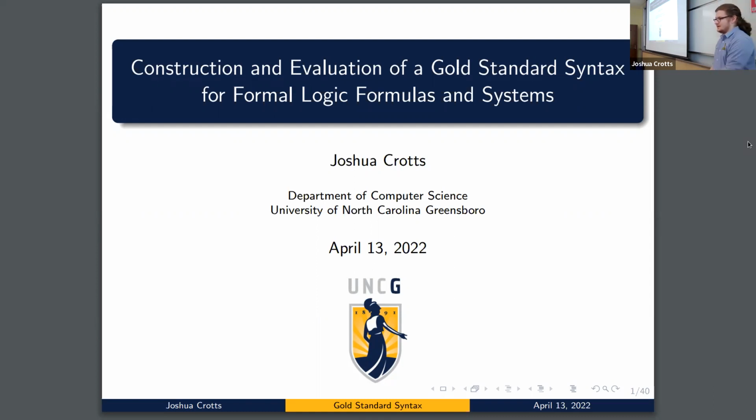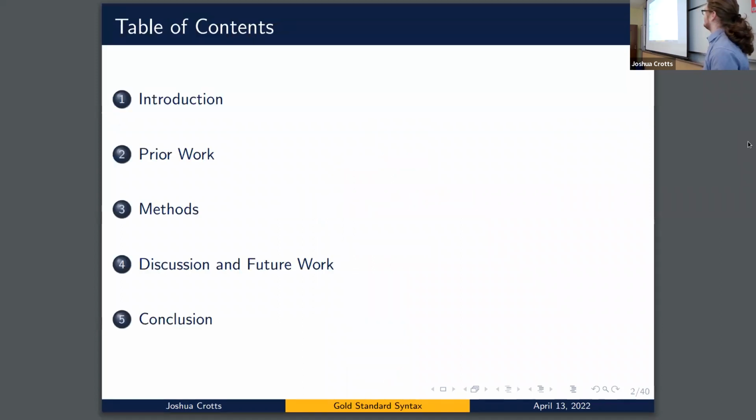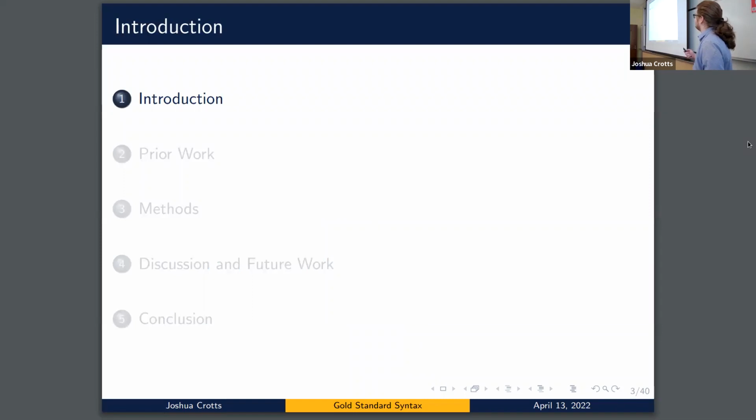All right. So again, my name is Joshua Krotz, and this is the construction and evaluation of a gold standard syntax for formal logic formulas and systems. So this is just today's agenda. We're going to go through the introduction, just a brief overview of the work, then the related work, current literature, the methods. So what did we do? Discussion of future work. Why did we do it? And what can we do to improve upon it? And then finally, the conclusion, just what did we gain from all this? So let's just jump right in.